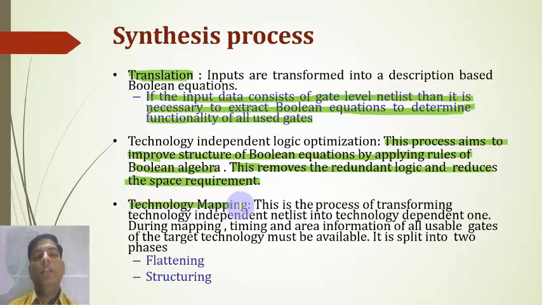Technology mapping. This is the process of transforming the technology independent netlist into a technology dependent one. During mapping, timing and area information of all usable gates of the target technology must be available. It is split into two phases: flattening and structuring.